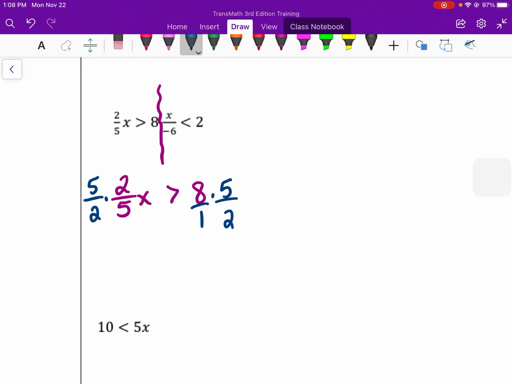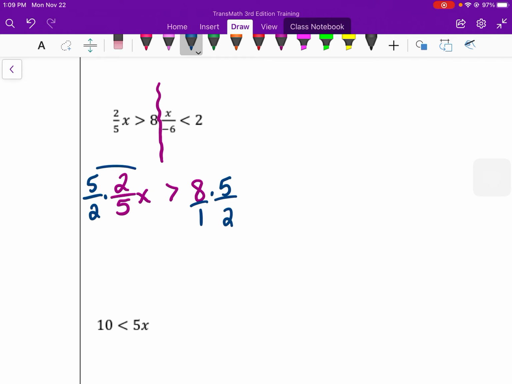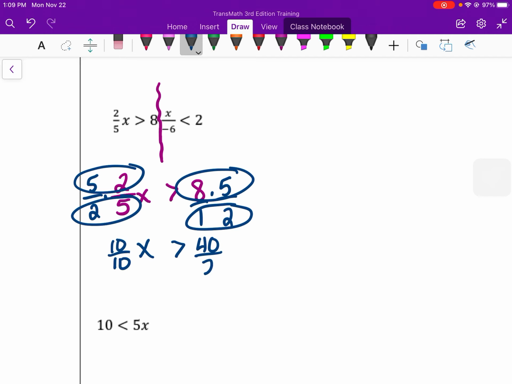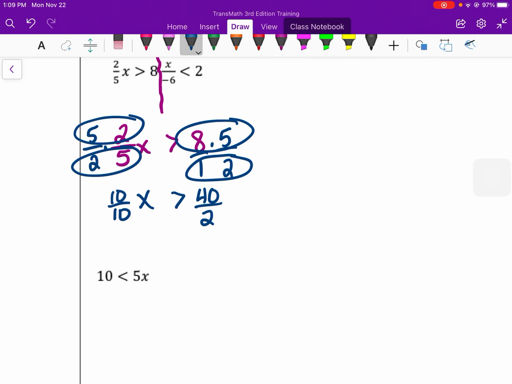I'm going to put 8 over 1, because then over here we multiply across the top, we get 10, and across the bottom, 10x, greater than, and across the top, 8 times 5 is 40, 1 times 2 is 2. Then we're going to simplify our fractions. 10 divided by 10 is 1, so we're left with just x greater than 40 divided by 2, which is 20. So that would be our answer there.